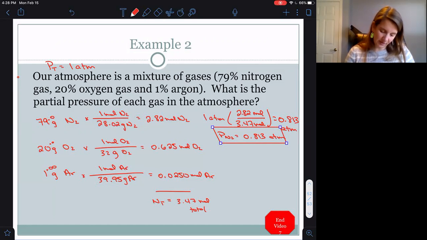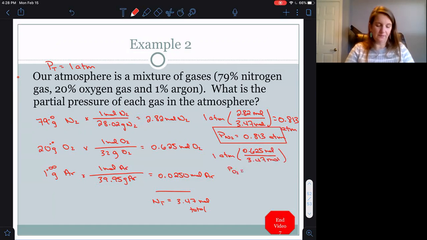I'm going to do the same thing for my oxygen. I have 1 atmosphere, and I've got 0.625 moles divided by 3.47 moles. So this is going to give me again my partial pressure of my oxygen. And that is going to be 0.180 atmospheres. Whoa, that was way off.